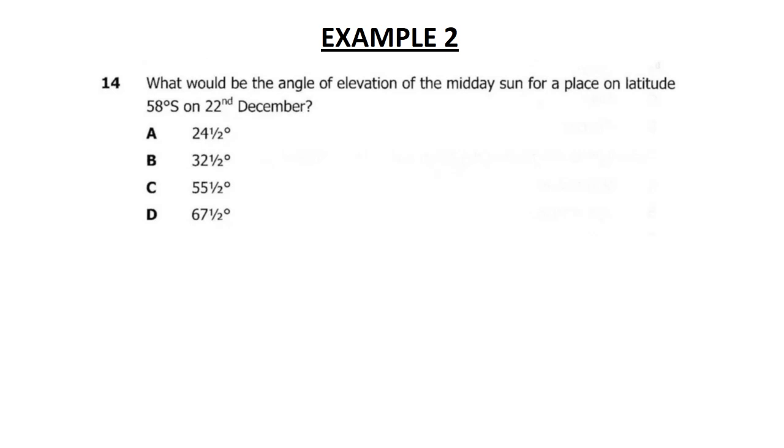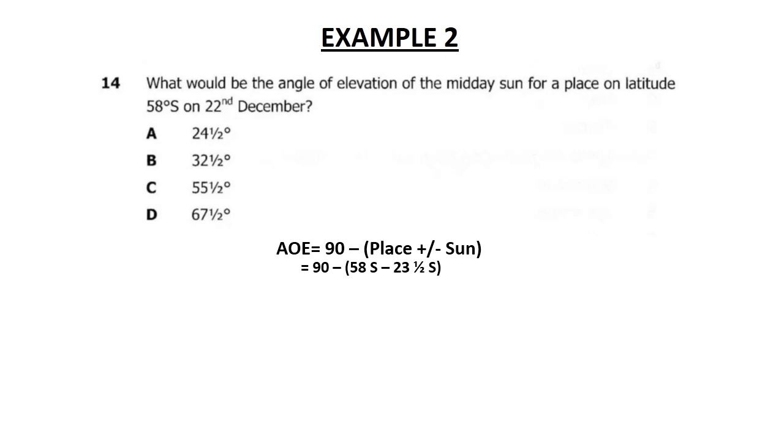So that means we will subtract. Here is our formula: angle of elevation is equal to 90 degrees minus place plus or minus sun. We said our sun is in the southern hemisphere and our place is in the southern hemisphere, hence we are going to subtract. When they are in the same hemisphere, you subtract. When they are in different hemispheres, you add.